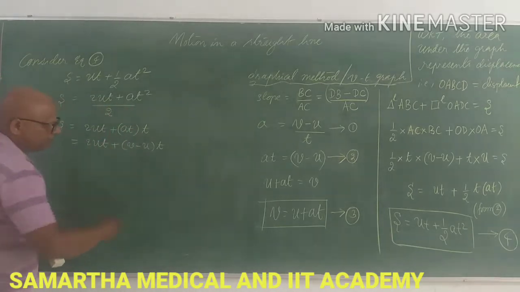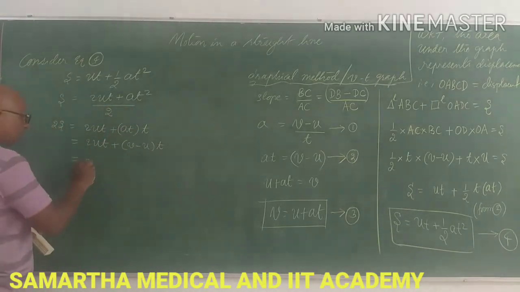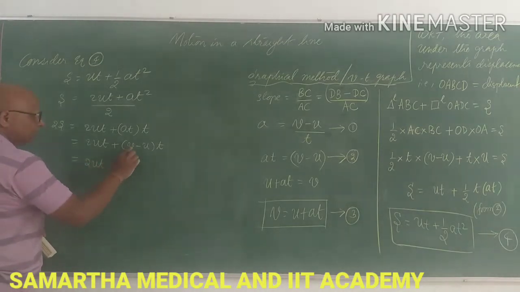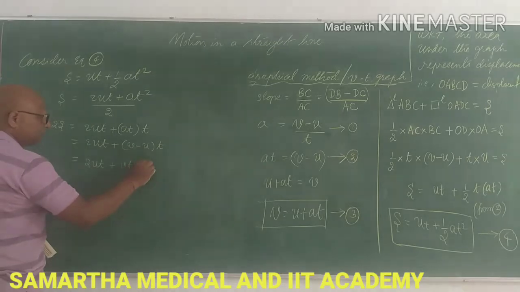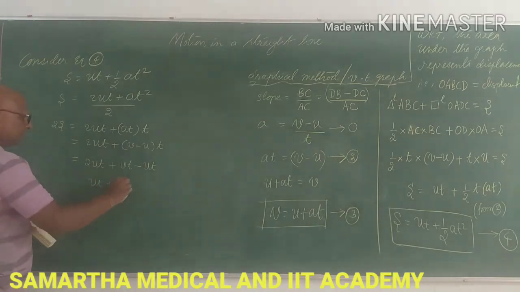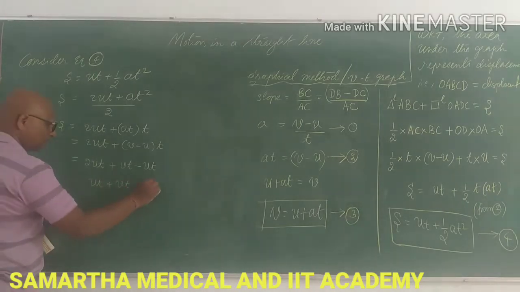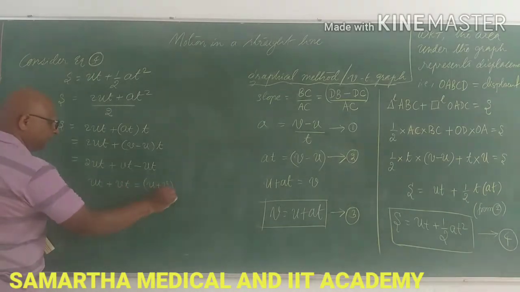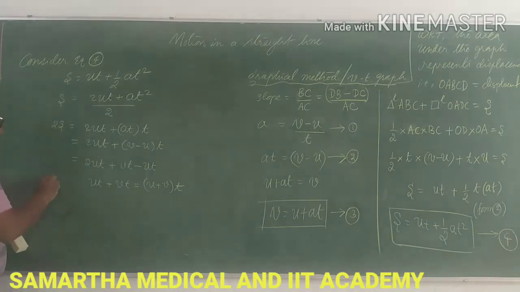We will go back. 2UT plus VT minus UT. 2UT minus UT, what will be the outcome? UT. So UT plus VT. Take T common: U plus V into T is the final answer. 2S is equal to U plus V into T.